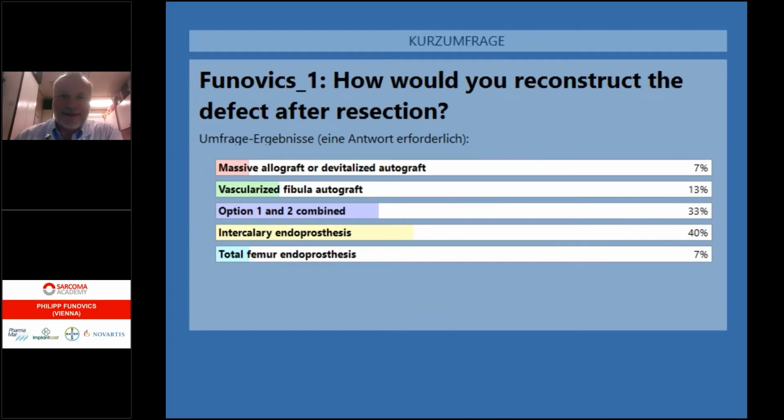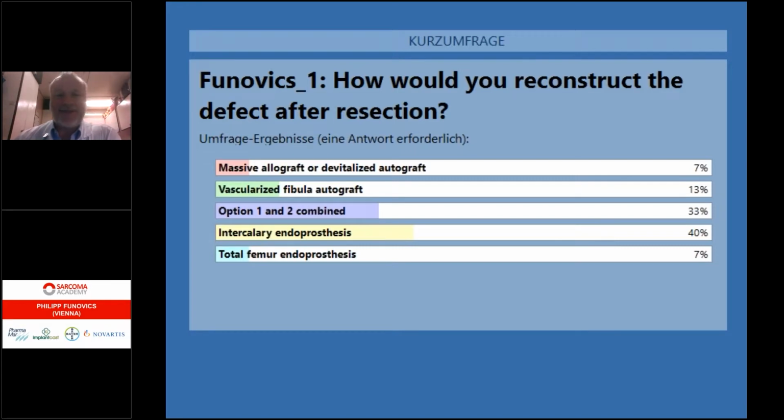So we have now the answers. For the first option, massive allograft or devitalized autograft, 7%. For the fibular autograft, 13%. For the combination of both, 33%. For the intercalary endoprosthesis, 40%. And for the total femur endoprosthesis, 7%. Okay, so we have a majority for intercalary endoprosthesis, followed by the combination with a vascularized fibula.